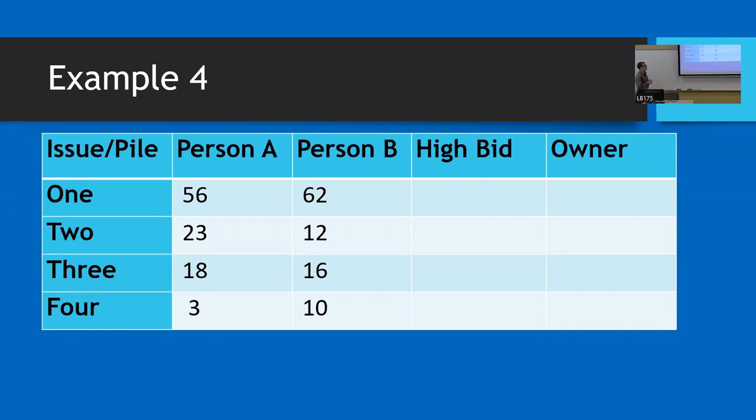Now, I want to highlight an issue that can happen. That's the main drawback to the adjusted winning procedure. All right. And it's highlighted here in example 4. Let's assume we're back in the scenario where two people are bidding on issues or piles of goods.